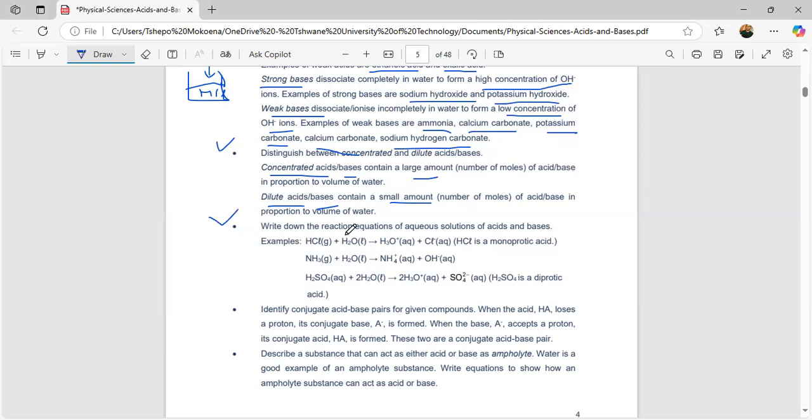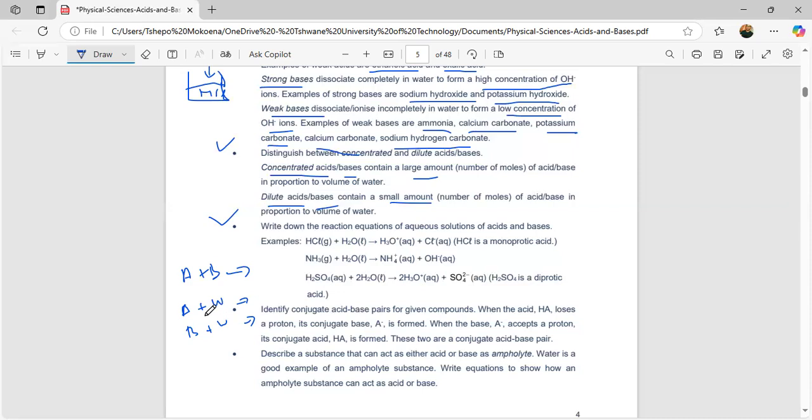Now let's jump to bulletin number 4. Here we should be able to write the reaction equations of aqueous solutions of acids and bases. Example as follows. We are talking about the acid and the base, and you should know what is reacting and what it forms. You can take your acid and react it with a base and form your products. You can take your acid and react it with water, or you can take your base and react it with water. So we can have different types of reactions under acids and bases depending on what is reacting.